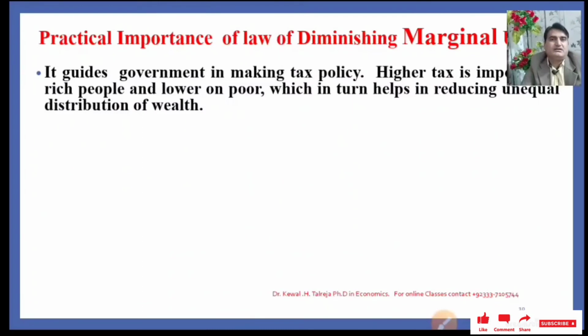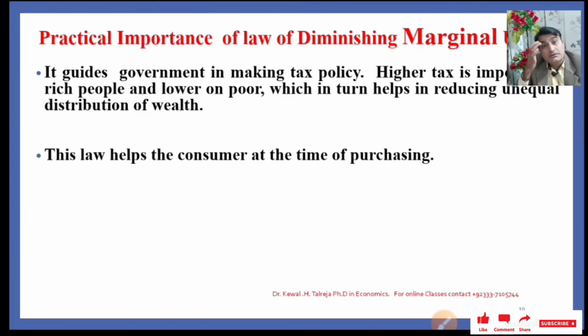So we are discussing the practical importance of the law of diminishing marginal utility. How does this law help in our daily life? It guides the government in making tax policy. Higher tax is imposed on rich people and lower on poor, which in turn helps in reducing the unequal distribution of wealth.